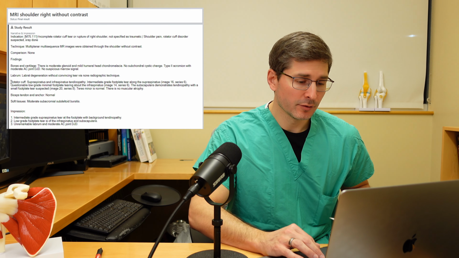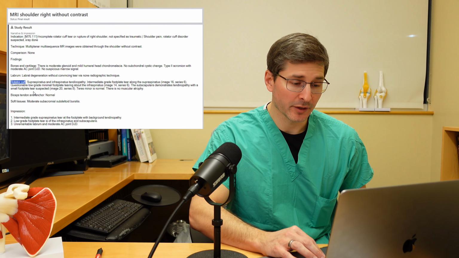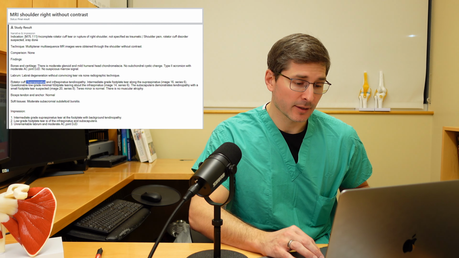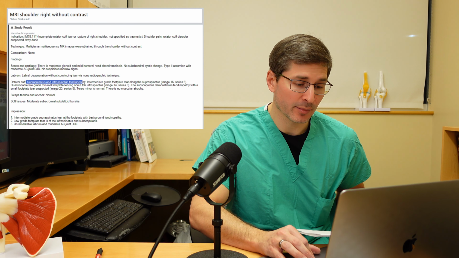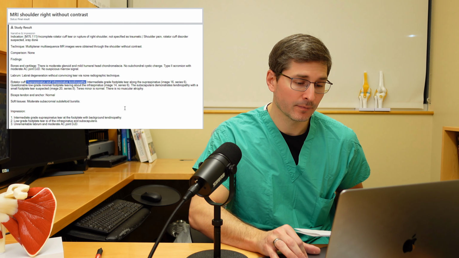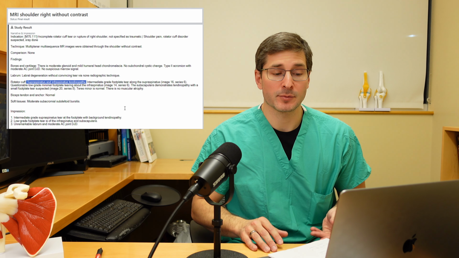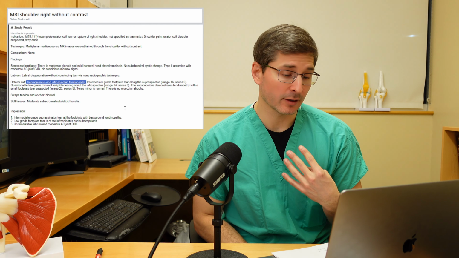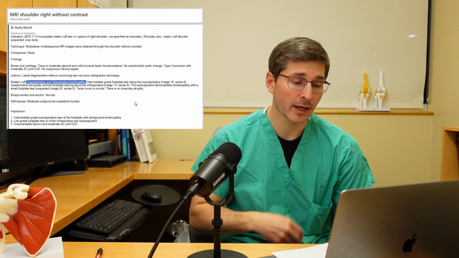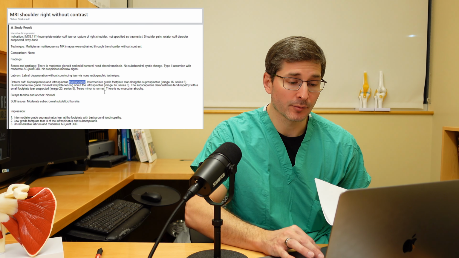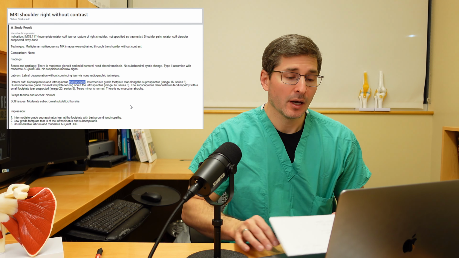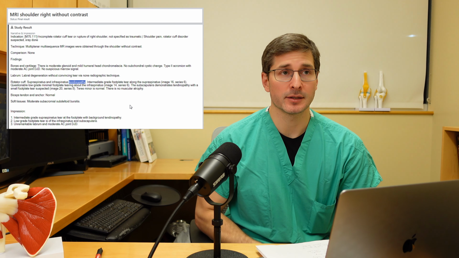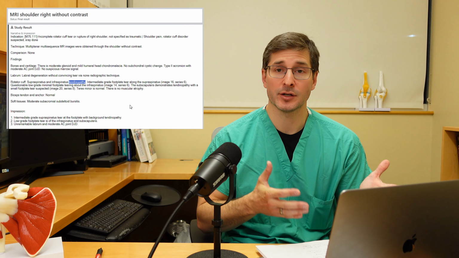So moving down to this next heading here, we have the rotator cuff. And they say here supraspinatus and infraspinatus tendinopathy. So the supraspinatus and infraspinatus represent 2 out of the 4 rotator cuff tendons. And they mention this term called tendinopathy. And so the easiest way, I think, to think about tendinopathy is the progressive wear and tear change of a tendon.